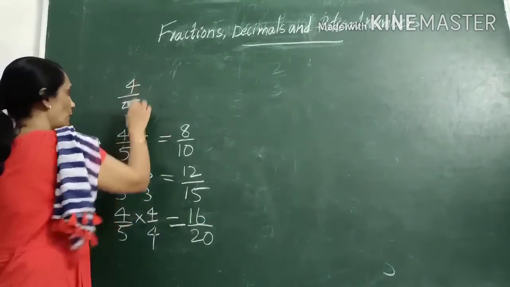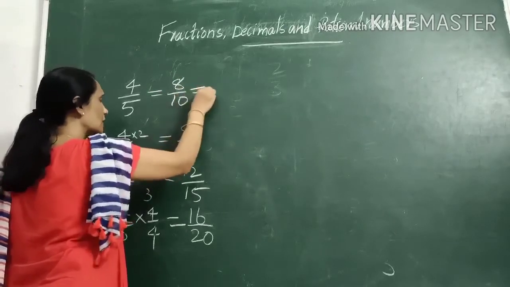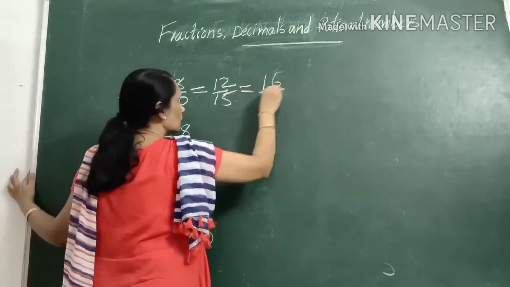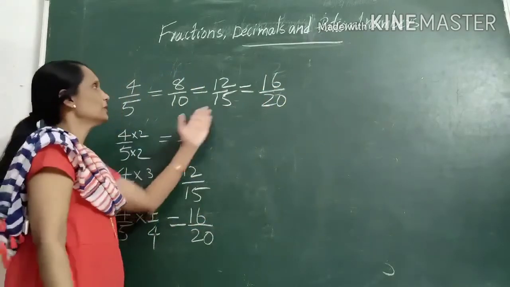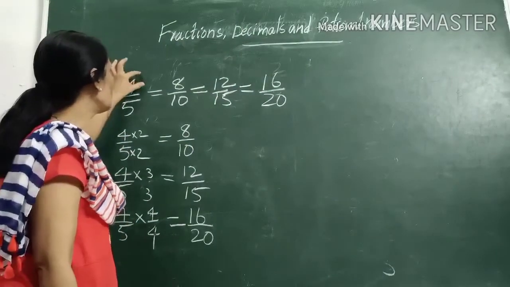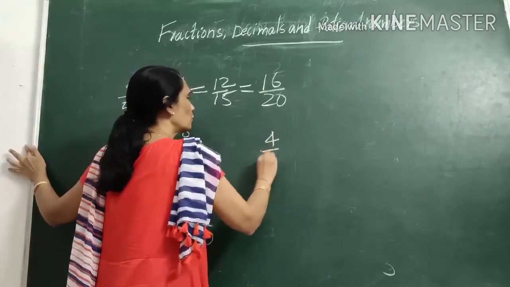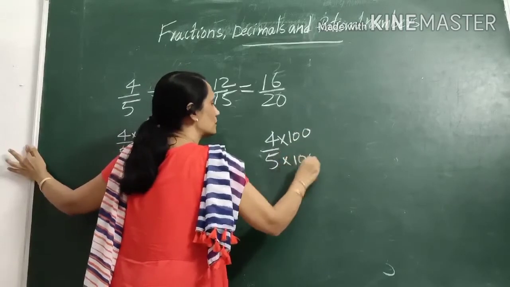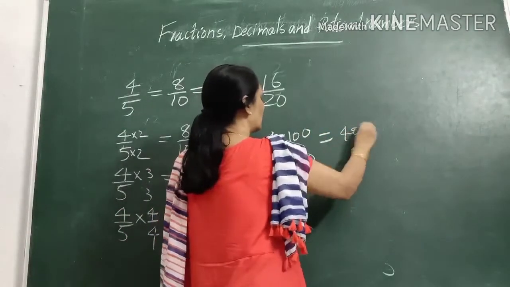Then we will get the equivalent fractions. So 4 by 5 is equal to 8 by 10, that is equal to 12 by 15, that is equal to 16 by 20. You can write any number of terms like that by multiplying both numerator and denominator. Suppose you multiply both numerator and denominator by 100, what do you get? 4 into 100 is 400, and 500.